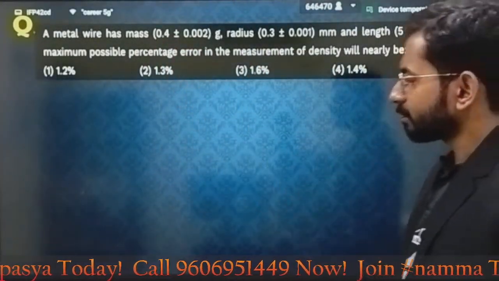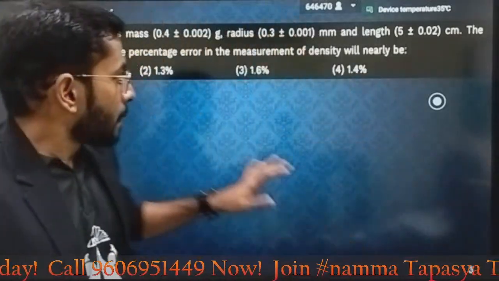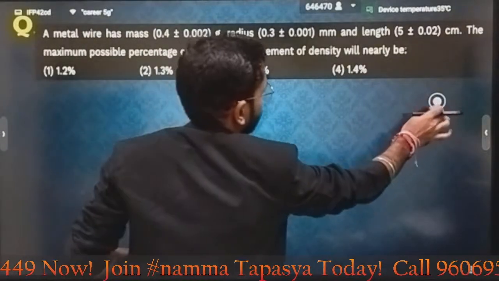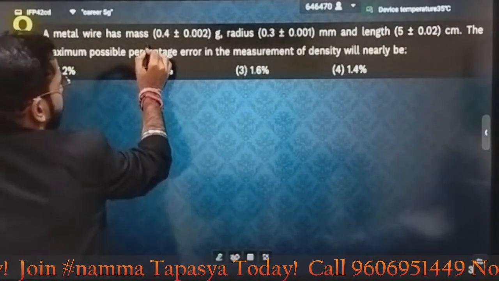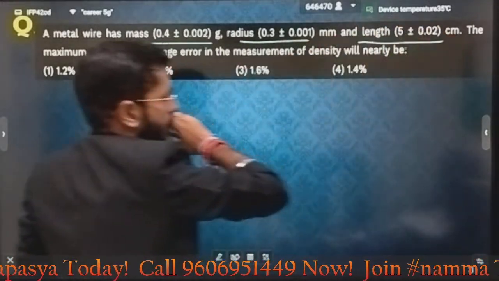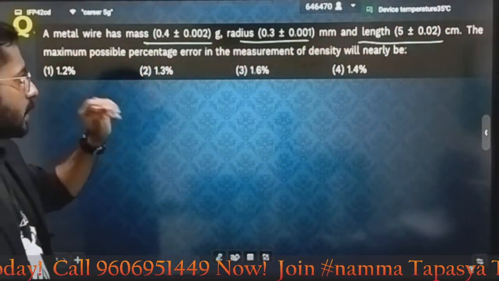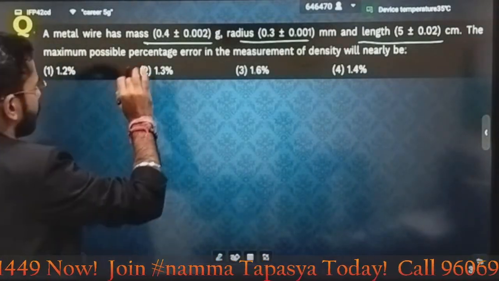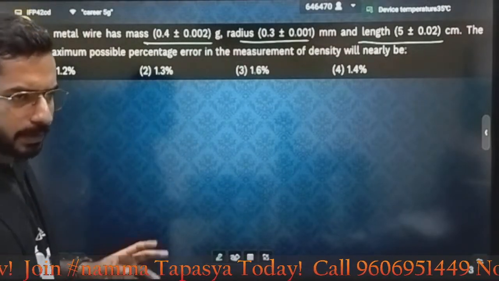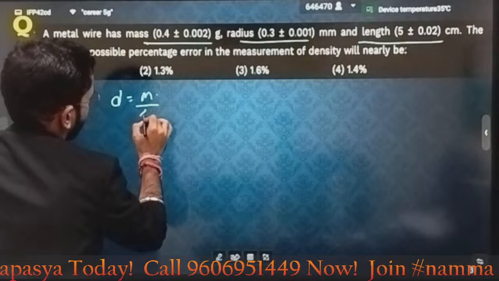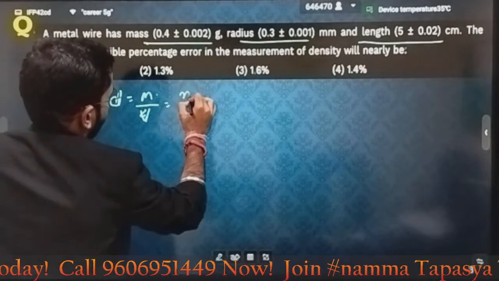Let's see how to solve it. Three values are given: mass, radius and length. The maximum possible percentage error in the measurement of density. Density it is asking. And for a wire, wire is a kind of cylindrical length. Okay. Density. How do you define density? Mass divided by volume.